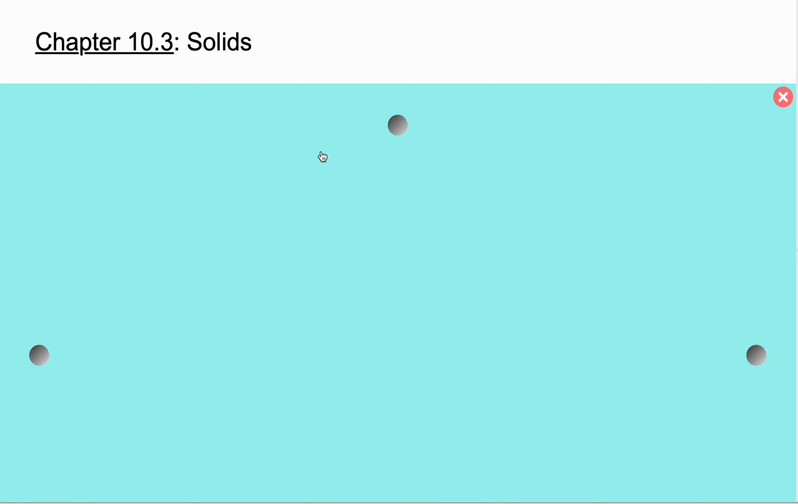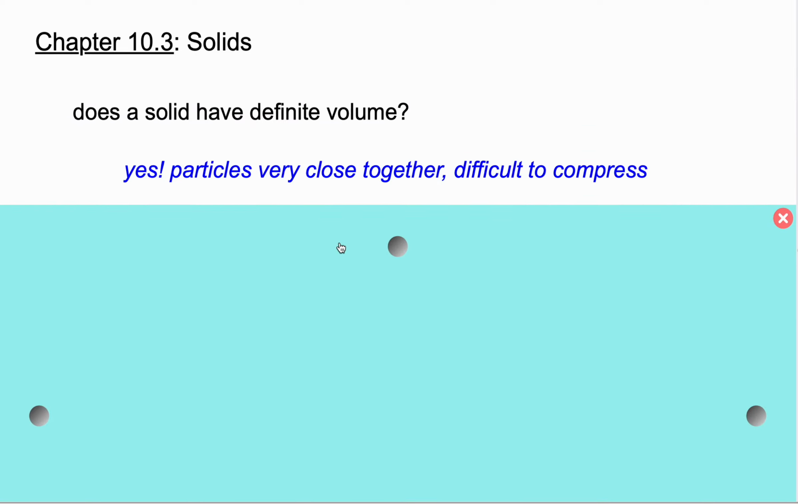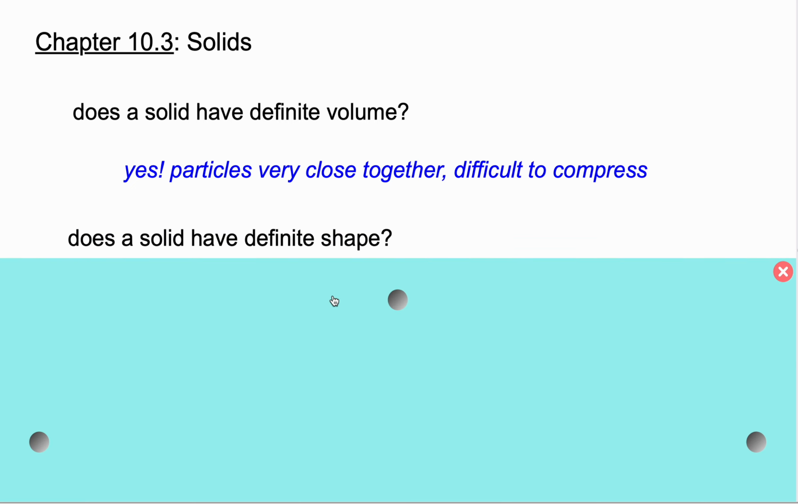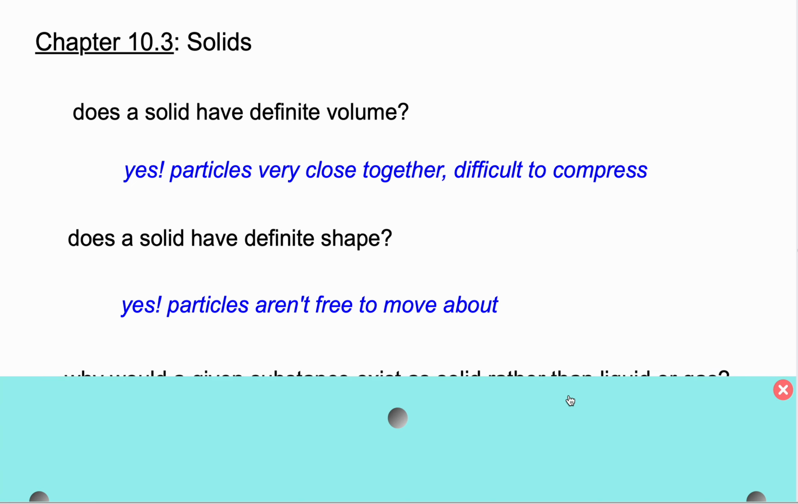Now let's switch and talk about solids. Does a solid have a definite volume? Yes. As is the case with the liquid, the particles are very close together. There's almost no empty space between them, so they're difficult to compress. But does a solid have a definite shape? Yes, and that's because in a solid, the particles are not free to move about, so whatever shape it starts with, it stays that way unless you crush it or something.